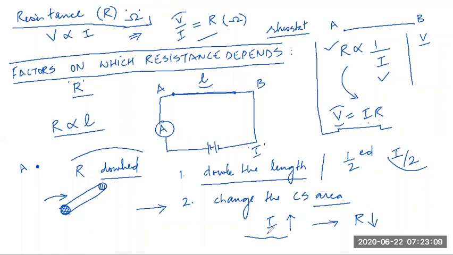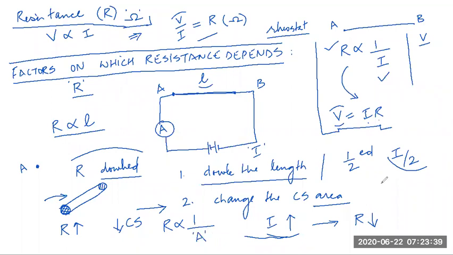Current must have increased when the resistance is down. So that means when the cross sectional area is increasing, resistance is decreasing. In other way, you can say when the cross sectional area is decreasing, the resistance would have increased. That means resistance and cross sectional area are inversely proportional. Resistance is inversely proportional to cross sectional area, which I represent by A.